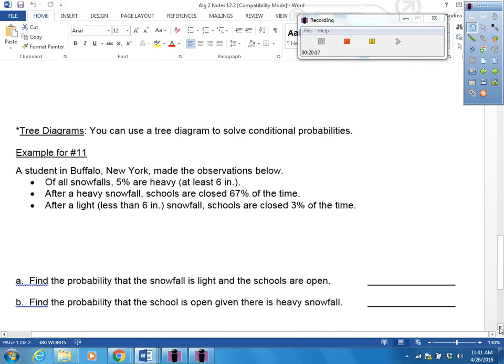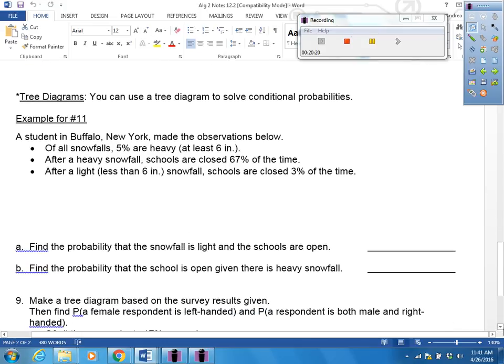Now we're going to do our tree diagram. Sometimes you don't have a bunch of charts, you just have a list of things that are occurring. So that's how this works. A student in Buffalo, New York made the observation below. Of all snowfalls, 5% are heavy, which by definition is going to be at least 6 inches. After a heavy snowfall, schools are closed 67% of the time. After a light snowfall, less than 6 inches, the schools are closed 3% of the time.